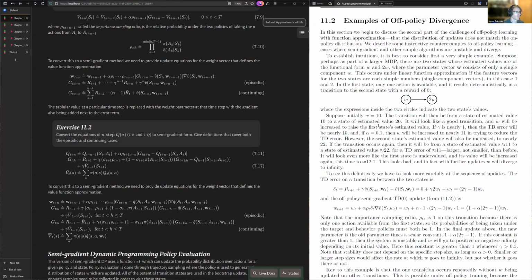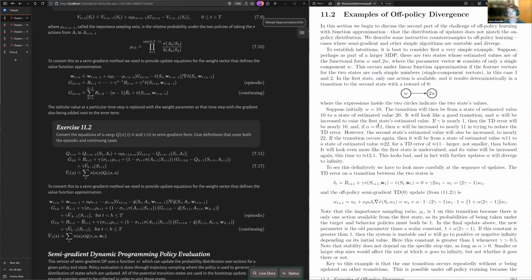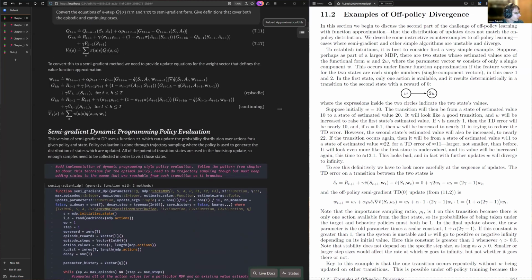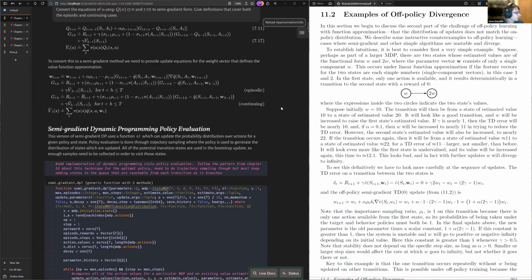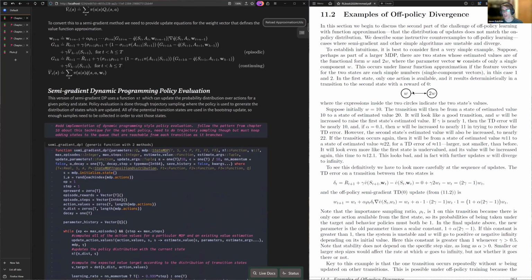Okay, so now that we've introduced the methods, the bulk of this chapter goes into these pathological cases where we get some major problem with the semi-gradient method. And the source of the problem is really the fact that when we do approximation, state values are connected to each other.